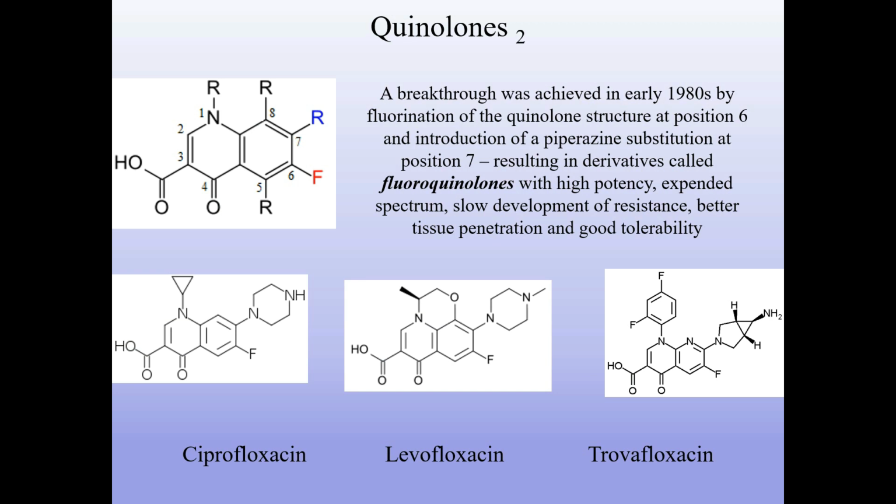A breakthrough was achieved in the early 1980s by fluorination of the quinolone structure at position 6 and introduction of a piperazine substitution at position 7, resulting in derivatives called fluoroquinolones with high potency, expanded spectrum, slow development of resistance, better tissue penetration, and good tolerability. For example, here you can see ciprofloxacin, levofloxacin, and trovafloxacin.